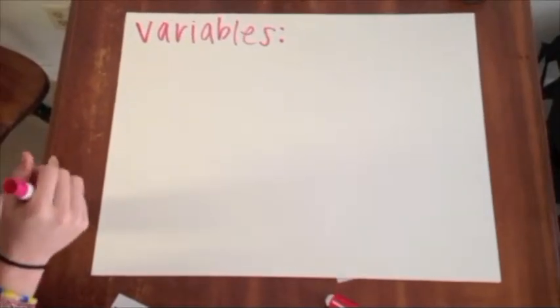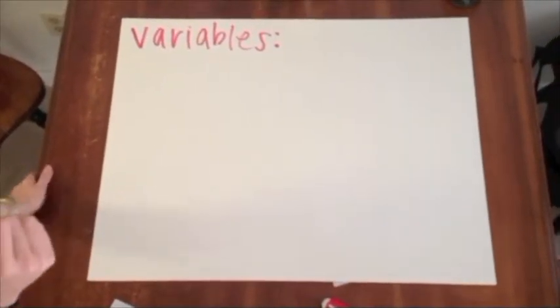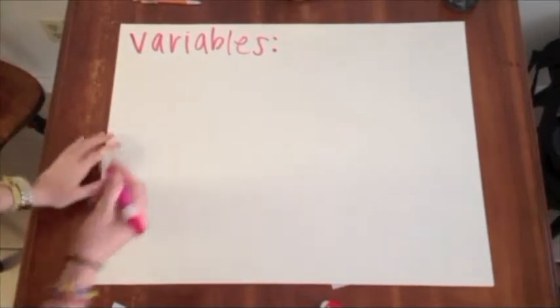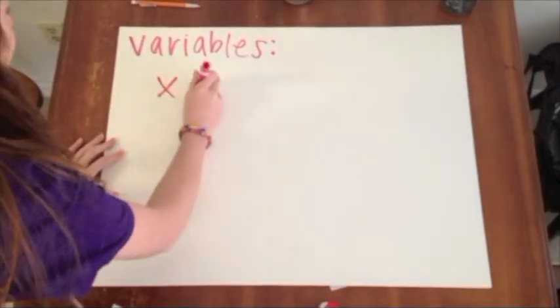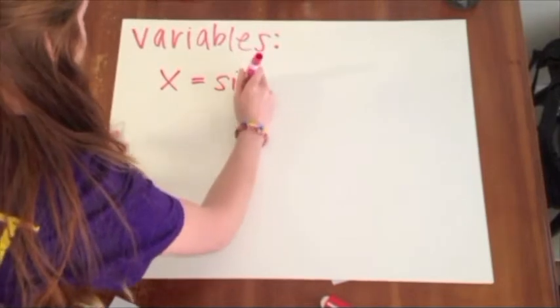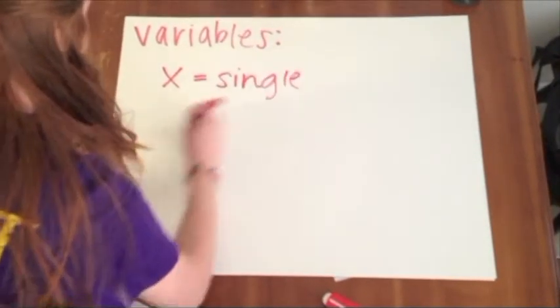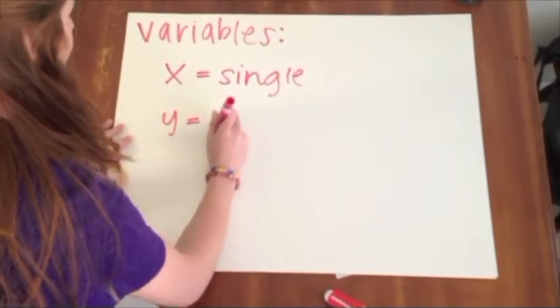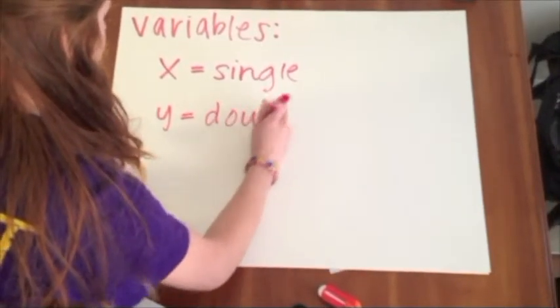So we have two variables, our single sandwich and our double-decker sandwiches. So we're going to let x equal our single sandwich, and then y will be our double-decker.